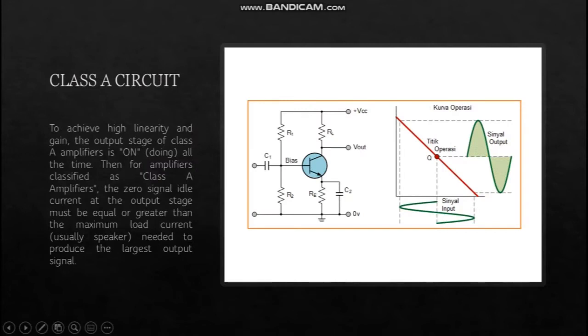Class A circuit to achieve high linearity and gain. The output stage of the class A amplifier is on all the time. Then for amplifiers classified as Class A amplifiers, the zero signal idle current at the output stage must be equal to or greater than the maximum load current. Usually speakers need to produce the large output signal.